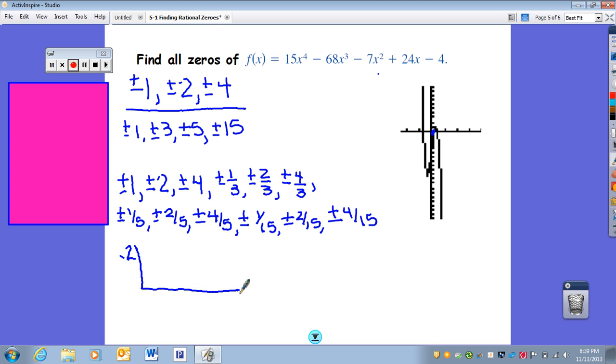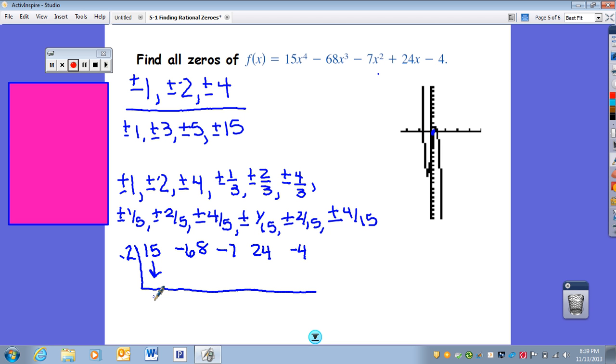And let's decide if that's going to work by using synthetic division. So our leading coefficient is 15, and then we're going to list the rest of our coefficients. We have -68, -7, 24, and -4. And then we're going to use synthetic division to see if this is a solution.